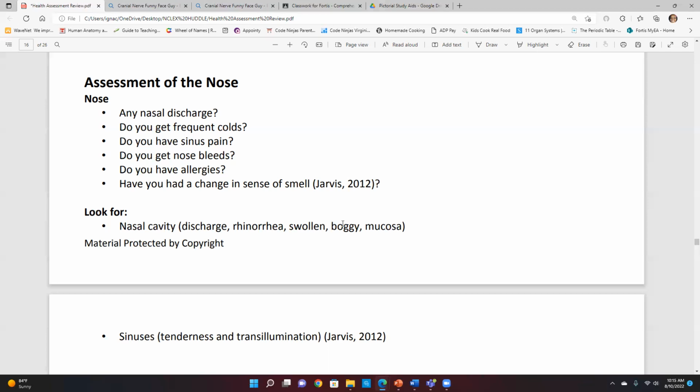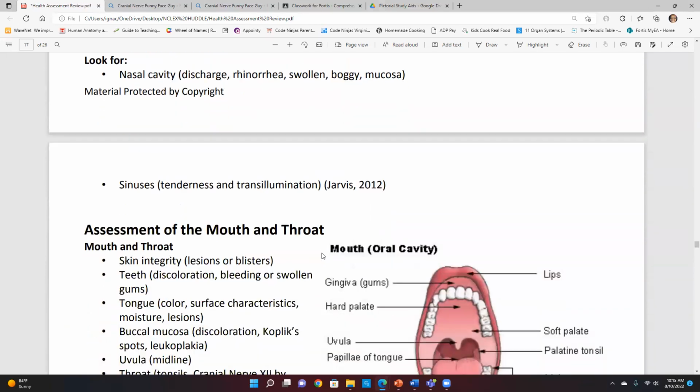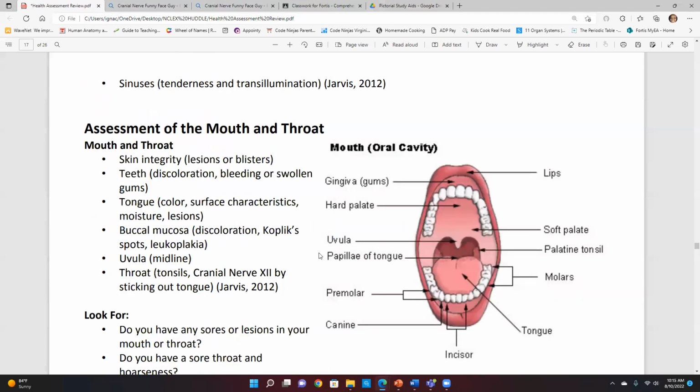So we also want to assess for allergies, because a lot of times if your patient has allergies, when you look inside of the nares, they could be red and swollen, right? So we want to check that out. Also, does this patient have a change in sense of smell, right? That's going to be something significant as well.